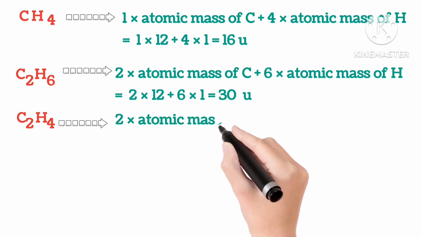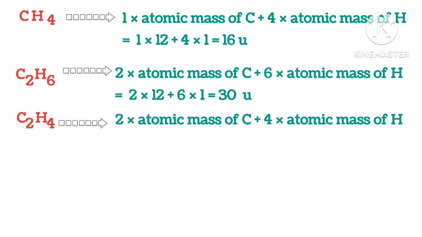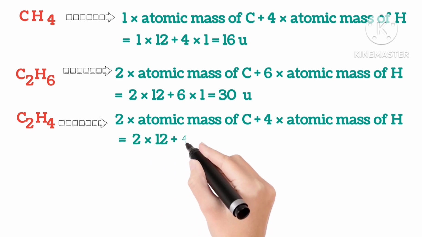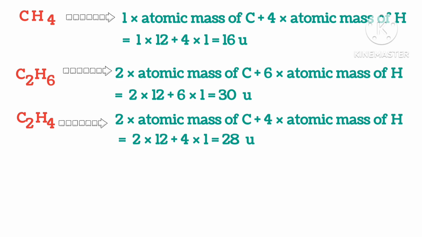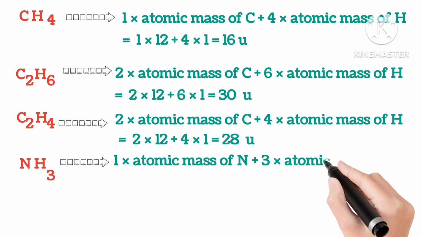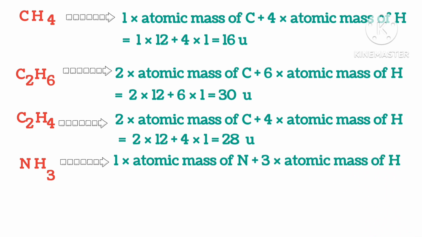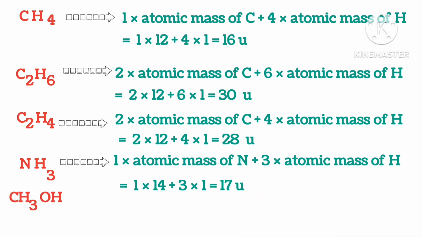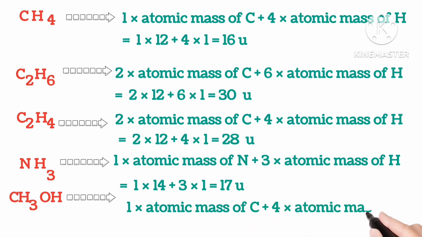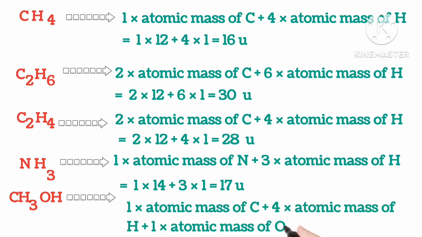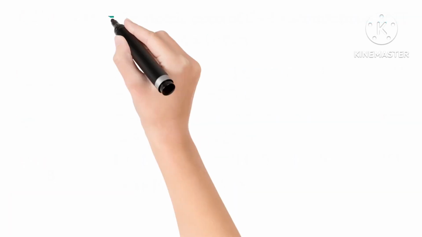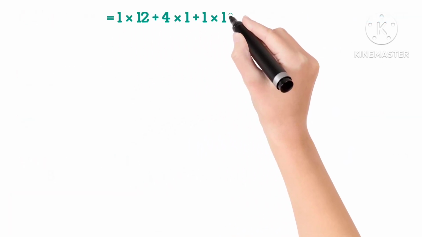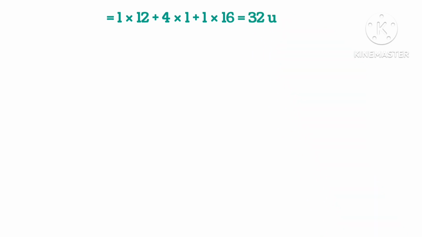C2H4: 2 into atomic mass of C plus 4 into atomic mass of H. Putting the values, we get 28 units. NH3, ammonia: 1 into atomic mass of N plus 3 into atomic mass of H, 1 into 14 plus 3 into 1, that is 17 units. CH3OH: 1 into atomic mass of C plus 4 into atomic mass of H plus 1 into atomic mass of oxygen, that is 1 into 12 plus 4 into 1 plus 1 into 16, that is 32 units.